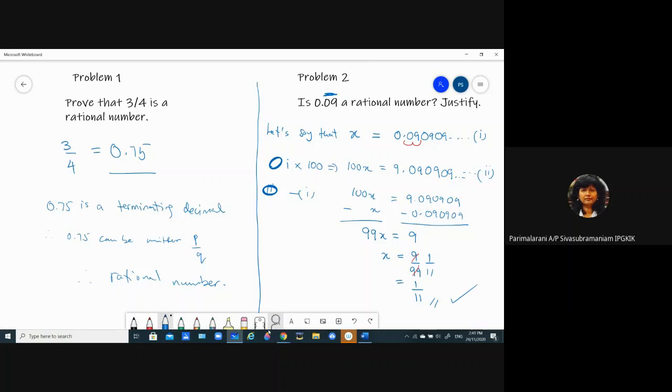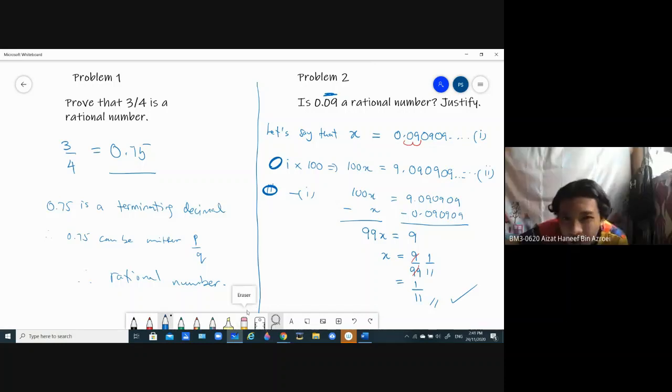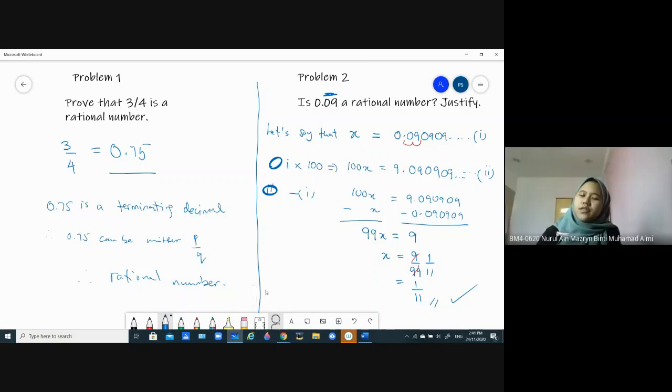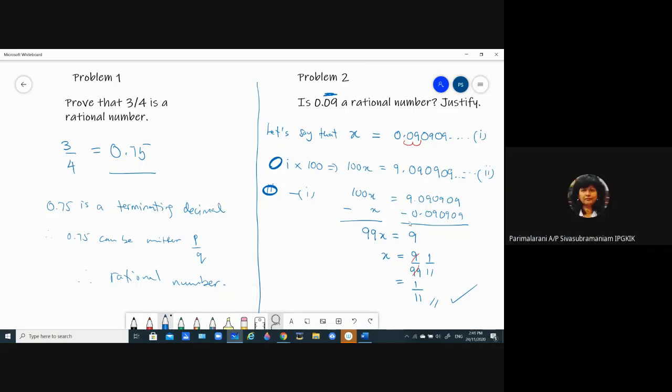Can I understand that? Not really. Okay, so we have the number x, right? We have x equals 0.090909. Okay? Now we want to write this in the form of a rational number.